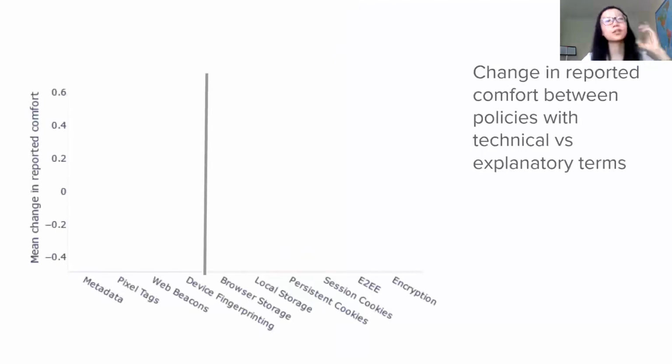So on the x-axis, you see the terms, on the y-axis, the mean change in comfort. So negative values indicate a decrease in comfort when terms were explained, whereas positive values indicate more comfort when terms were explained. And of course, we didn't expect the same direction of change for all of our terms. So for metadata, pixel tags, web beacons, and device fingerprinting, we expected comfort to decrease because our pilot answers showed that users didn't understand the extent of data being collected or the actual behavior of these things.